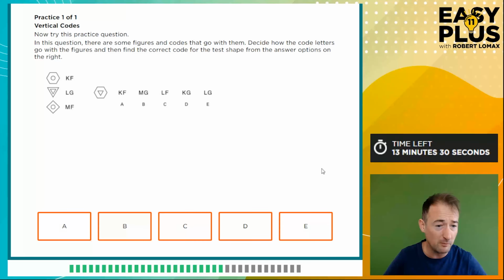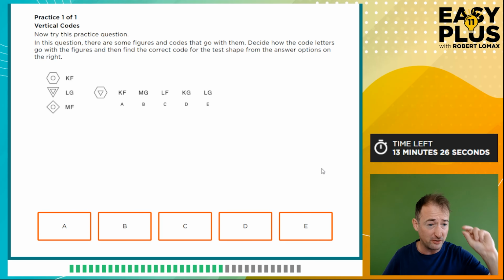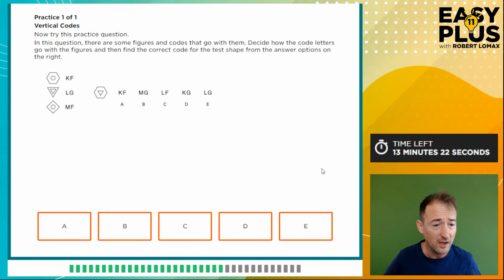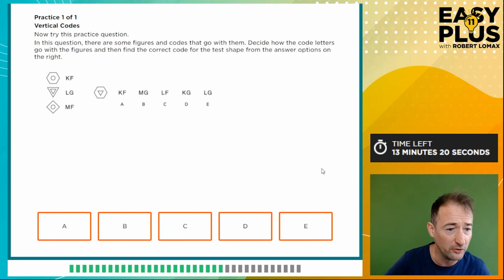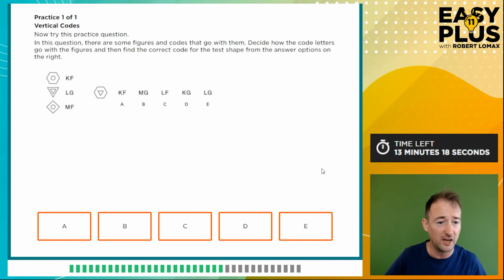So on the right-hand side, we have got a little triangle in the middle, so it must be something G, okay? What G? Well, KLM, they are all different. What's all different here is the outside shape are all different. So looking at the question here, we've got an outside hexagon.